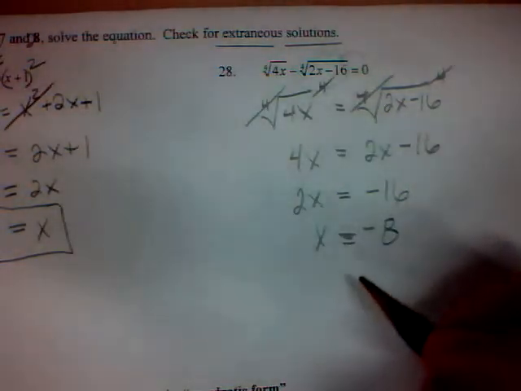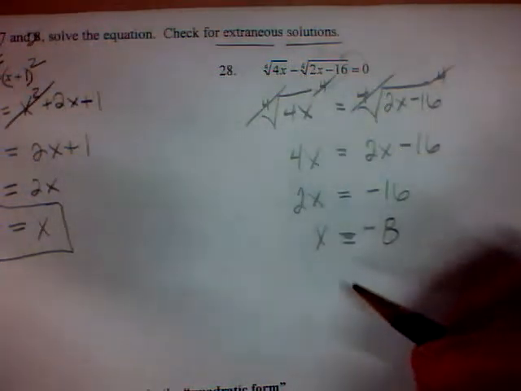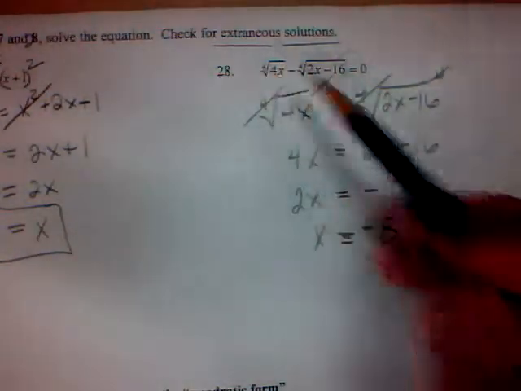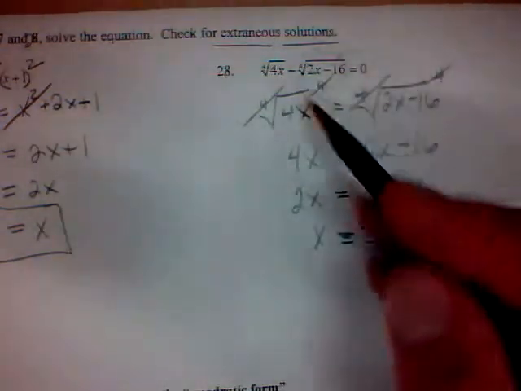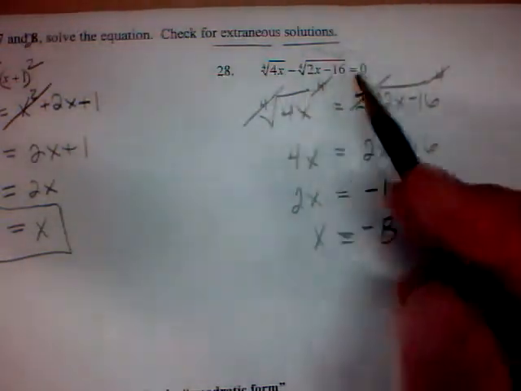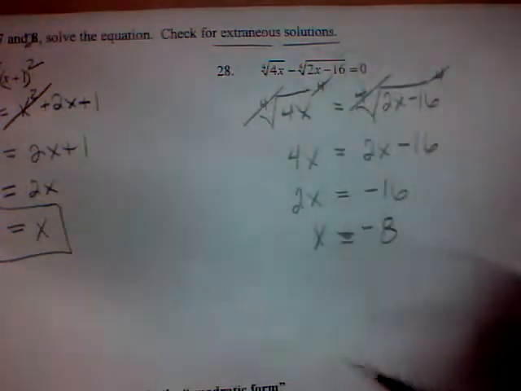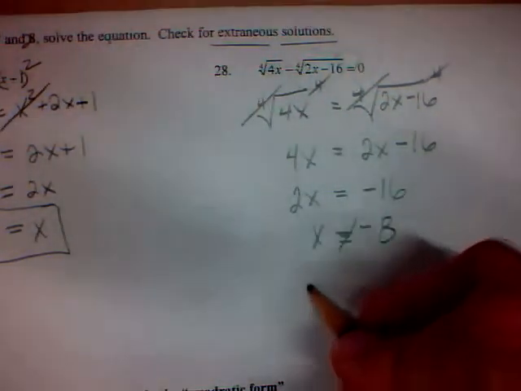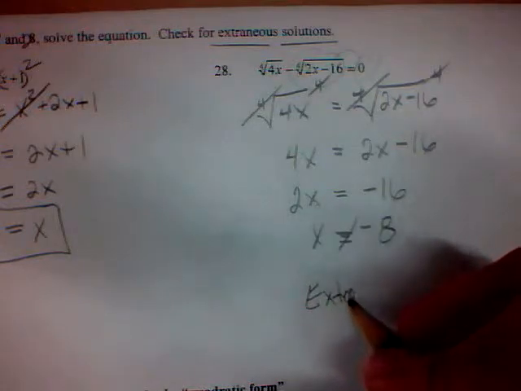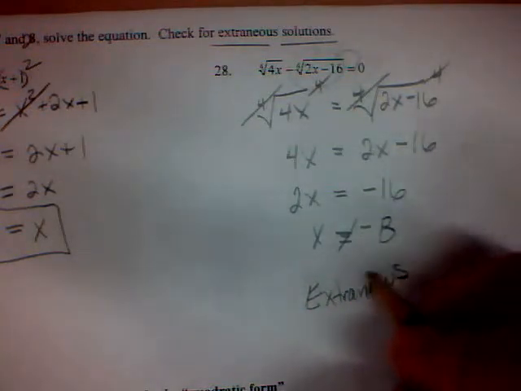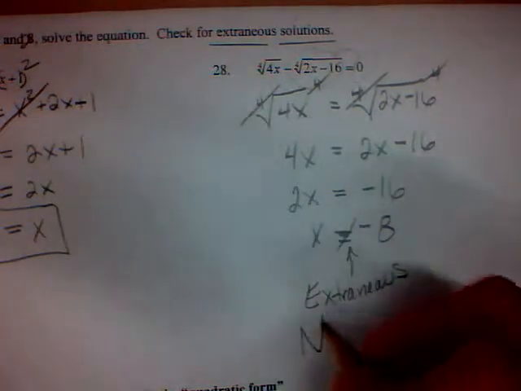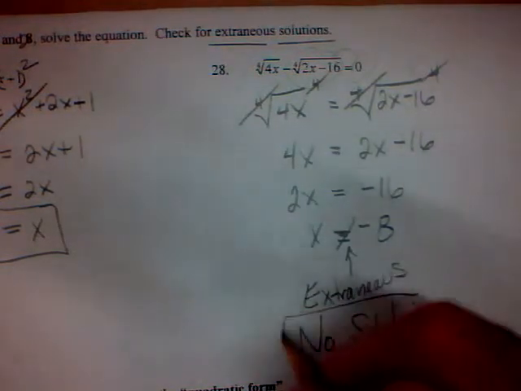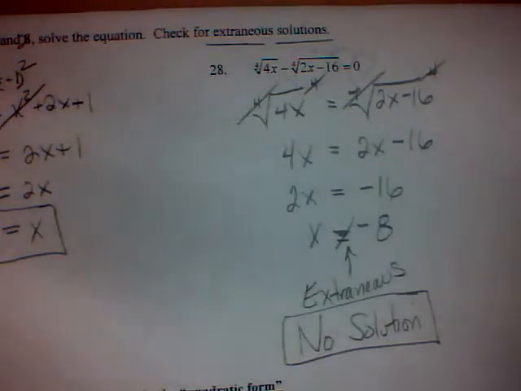Then we just need to make sure this works, but when you go to plug it back in, you're going to get imaginary solutions because you're taking the 4th root of a negative. And we definitely don't want that here. Since we're looking for a real answer, we don't want imaginary solutions. So that solution there is going to be extraneous. That's extraneous, so your final answer here is no solution. Okay? So that's problems 27 and 28.